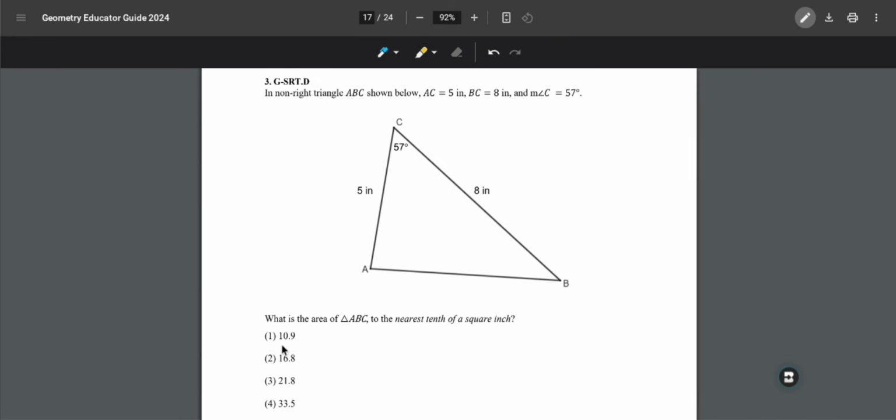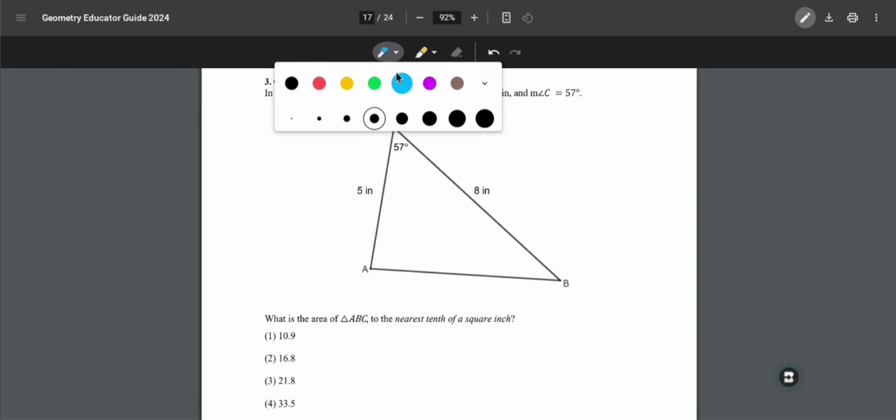Question number 3 says, in non-right triangle ABC shown below, AC is 5, BC is 8, and measure of angle C is 57. What is the area of triangle ABC to the nearest tenth of a square inch? So, it says it is a non-right triangle. Because it's a non-right triangle, I cannot use trigonometric functions to determine the height of my triangle in order to determine my area.